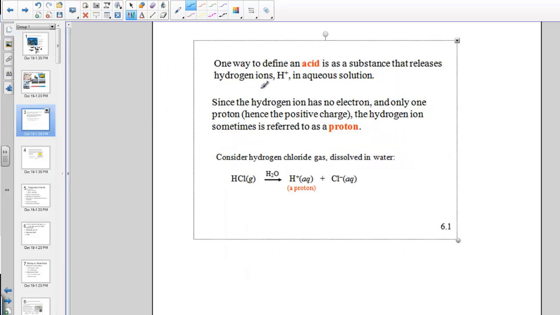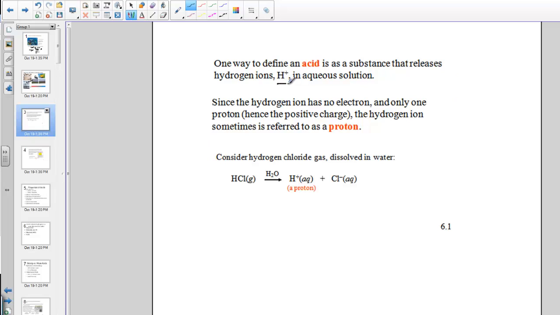Let's begin with a brief definition of what an acid is. An acid is defined as any substance that releases a hydrogen ion when dissolved in water. An aqueous solution means dissolved in water. And the more hydrogen ion that's released in the water, the more acidic a solution becomes.